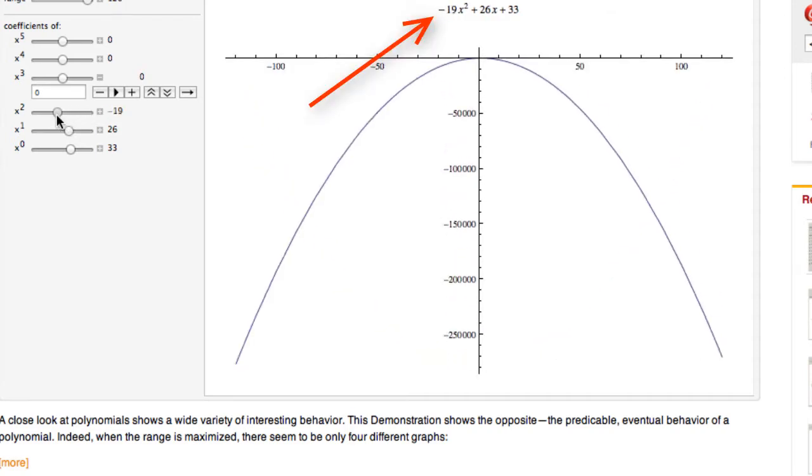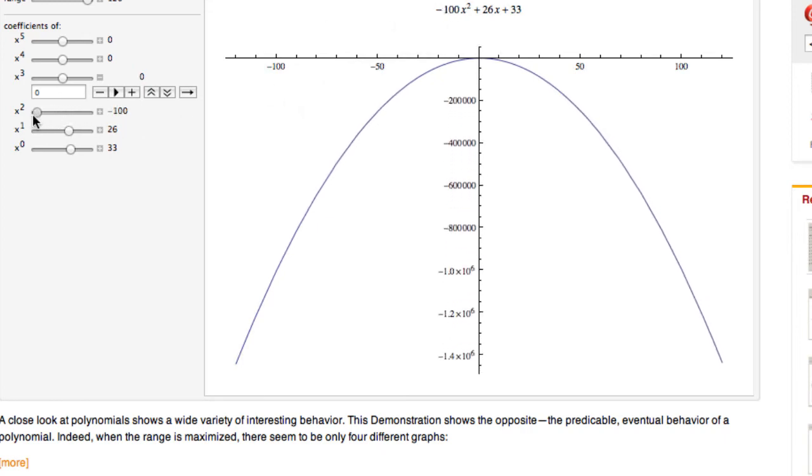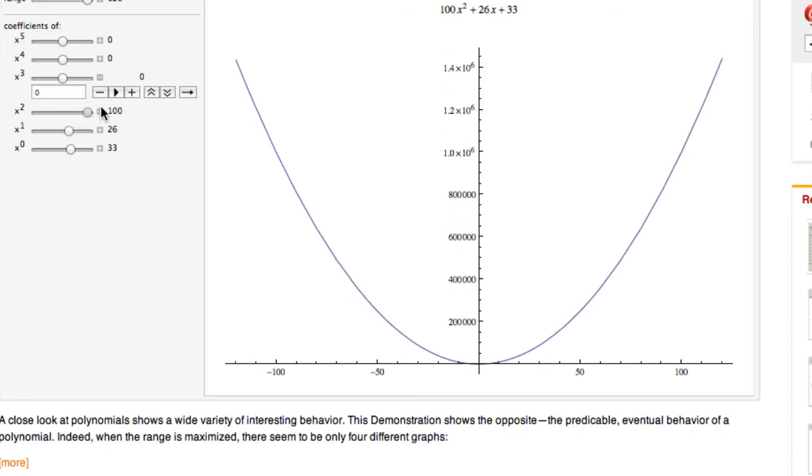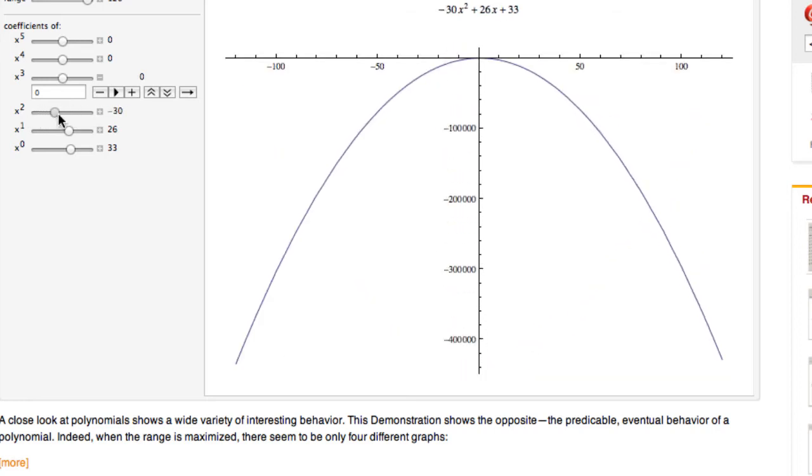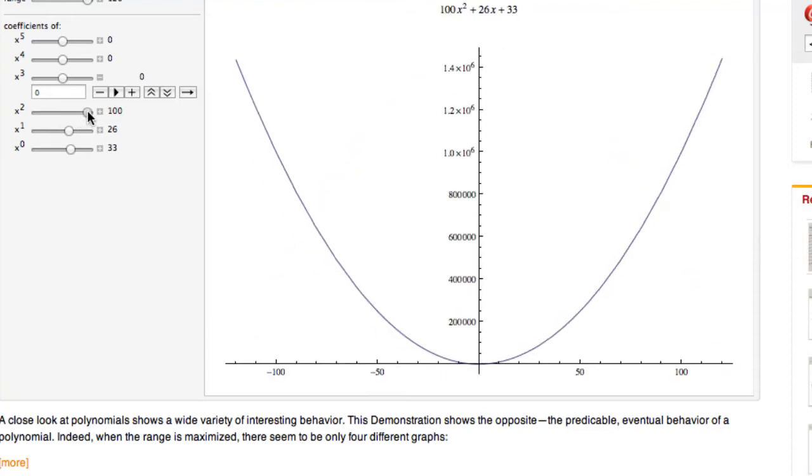But now when I go negative, notice that it changed. What happened to the end behaviors? Now they're going towards negative infinity. Okay, positive and then negative. So as I change the coefficient of the leading term, it changes the end behavior from going up to going down.